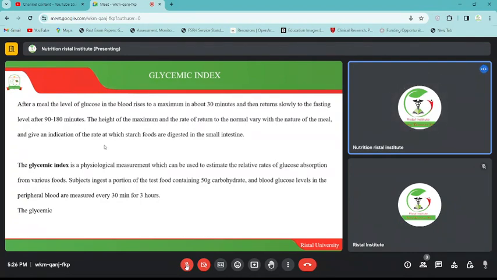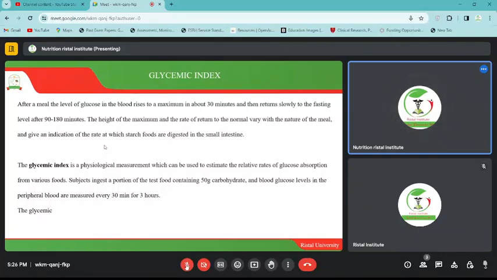So, what does this imply? This means if your levels return to normal, you have a normal system, or maybe this case is just for someone who is not diabetic, meaning the body is able to regulate everything and bring blood sugars back to normal within the expected time. Then the height of the maximum and the rate of return to normal vary with the nature of the meal. Some meals make your blood levels rise so quickly.